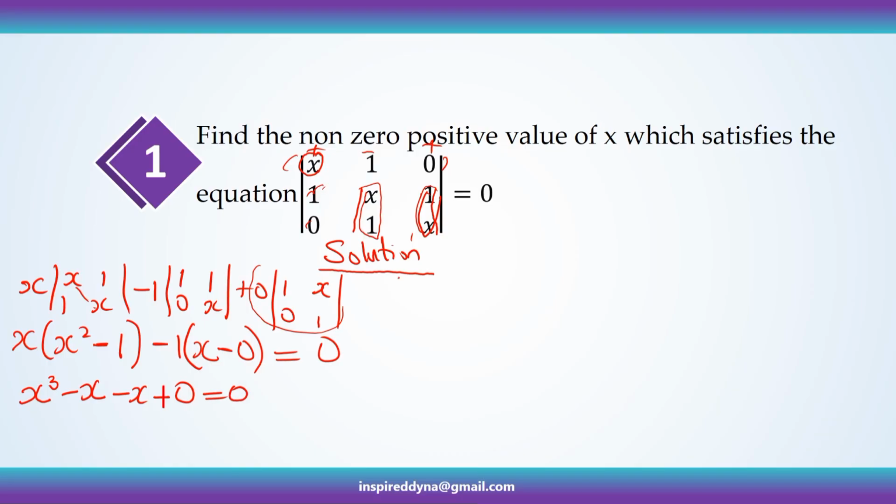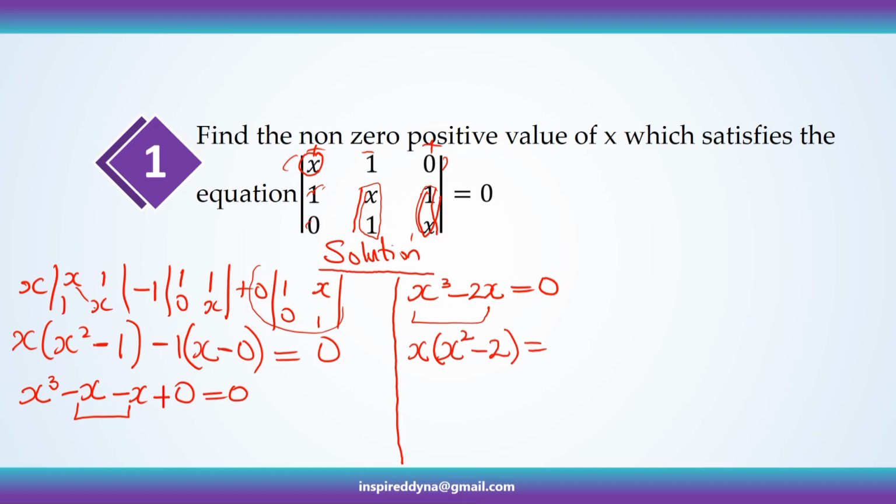The next one is you have x cubed minus 2x is equal to 0. We have combined this and this, minus x minus x, that's minus 2x. To solve this is very simple. You just need to factorize this. Let's factorize this. Bring out your x, and you're left with x squared minus 2, which should give you 0.